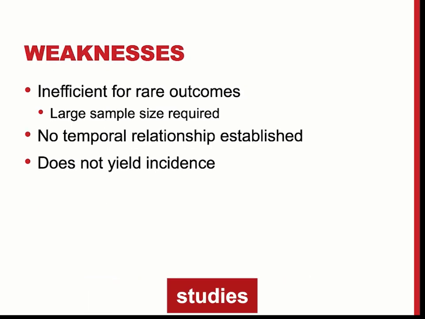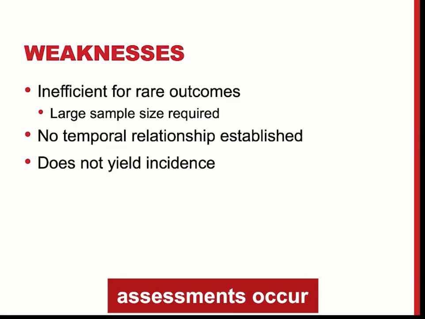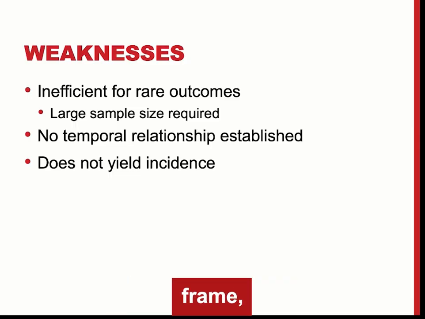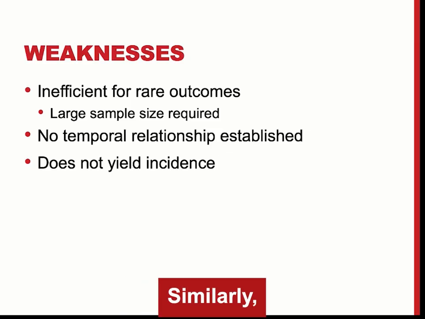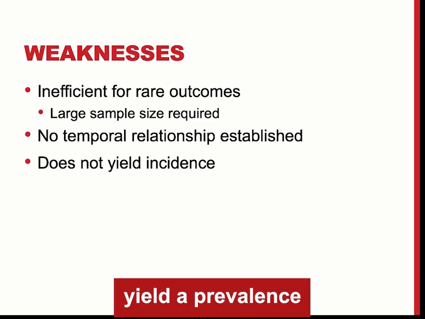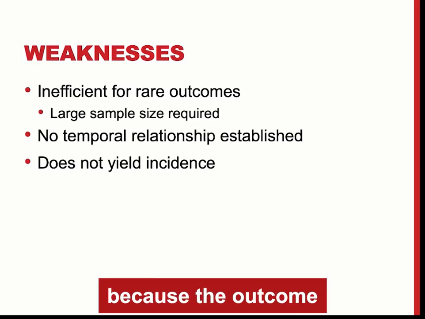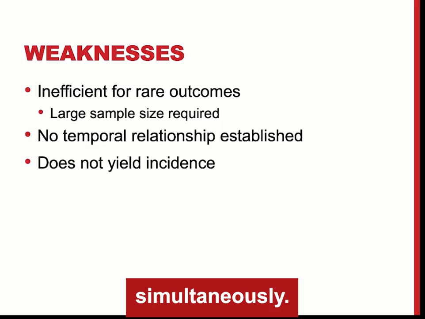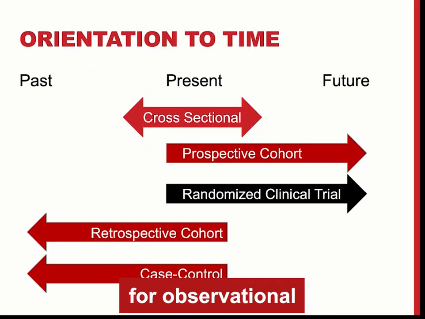Weaknesses of cross-sectional studies include that they are inefficient for rare outcomes. In addition, since assessments occur in a single time frame, cross-sectional studies do not establish temporality. Similarly, cross-sectional studies yield a prevalence but not an incidence as a measure of frequency, because the outcome and exposure are measured simultaneously.